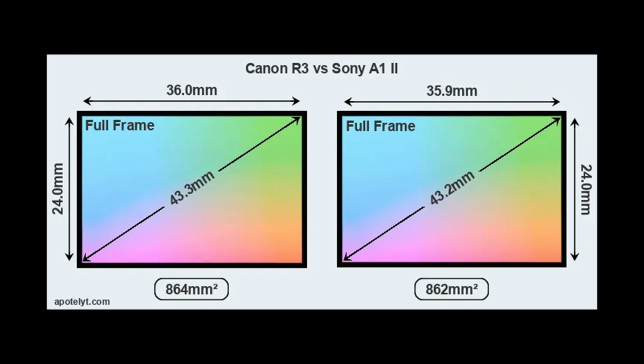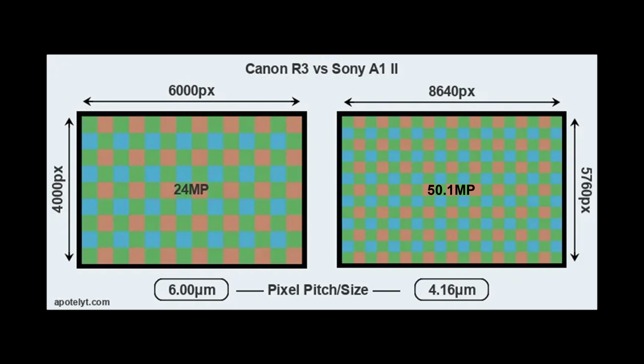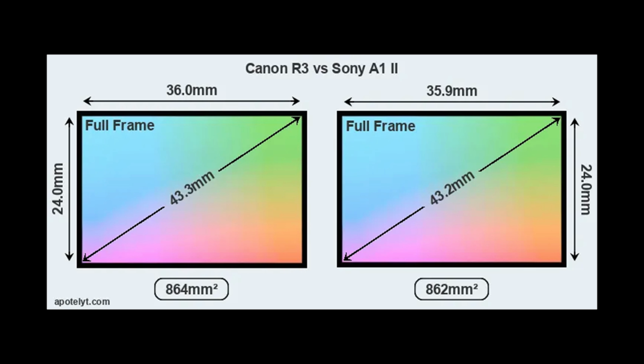The sensor resolution. The Canon R3 has a 24 megapixel sensor. That is only about half the resolution of the Sony A1 Mark II, which has 50 megapixel. This big difference is one of the main reasons why I switched to the Sony A1 Mark II.